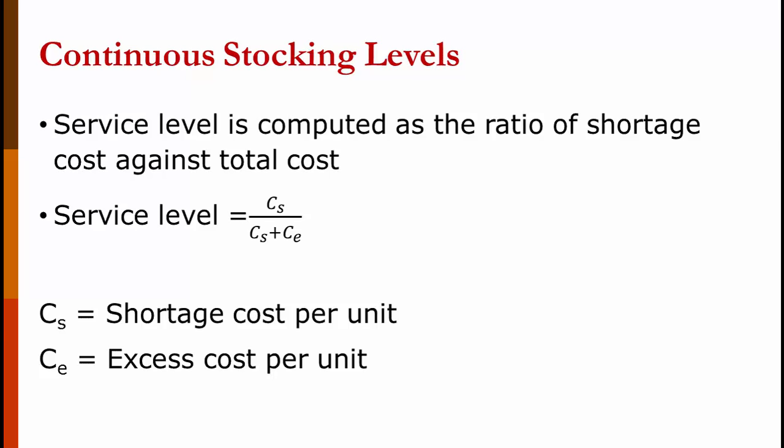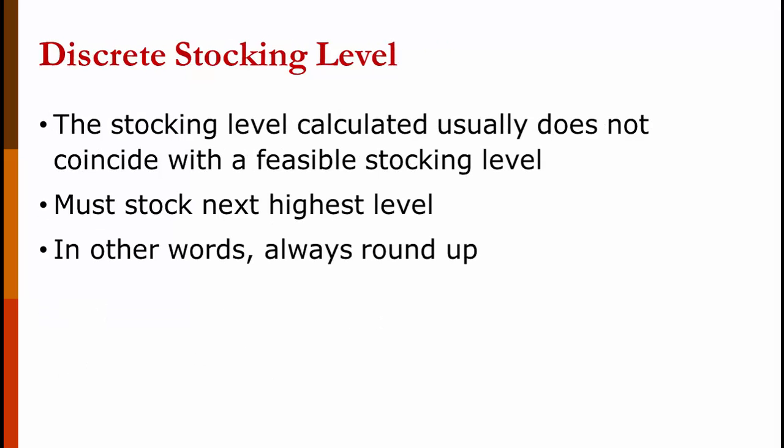C sub S is the shortage cost per unit. C sub E is the excess cost per unit. We find the service level by combining the ratio of C sub S divided by C sub S plus C sub E. With the discrete model, the stocking level calculated usually does not coincide with a feasible stocking level, so you always round up to the next highest level.